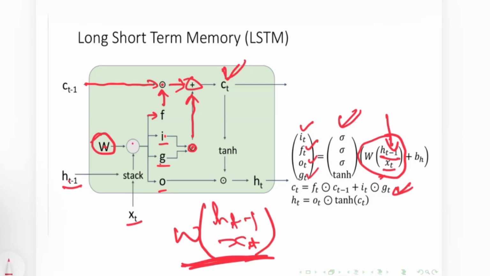That's all. Now over C_t you apply tanh, and then you do the element-wise multiplication with the output gate. Output gate here. This and that will give you h_t.